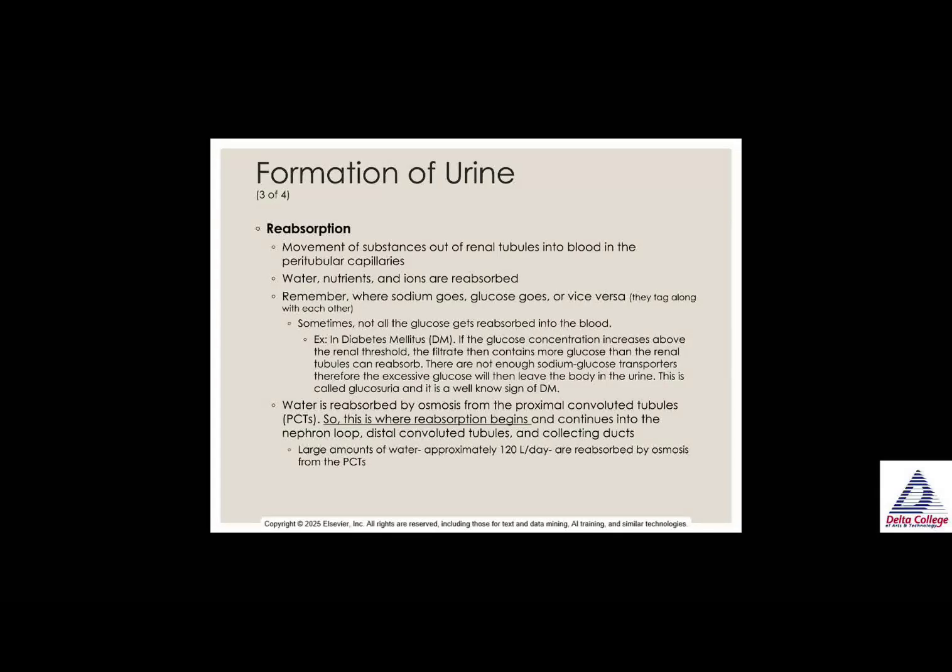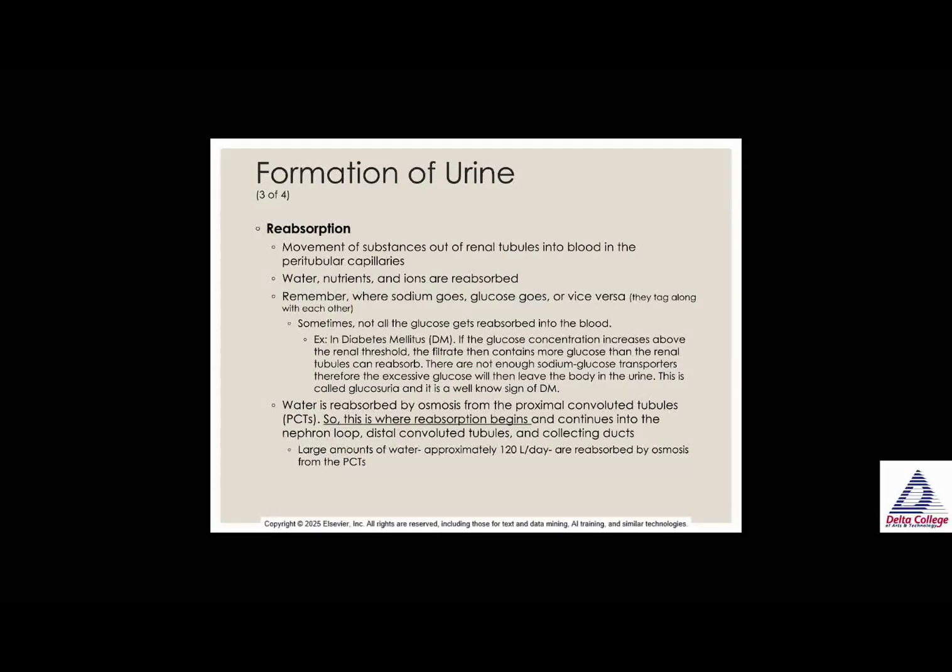Sometimes not all the glucose gets reabsorbed into the blood. An example is in diabetes mellitus, abbreviated as DM. If the glucose concentration increases above the renal threshold, the filtrate then contains more glucose than the renal tubules can reabsorb. There are not enough sodium glucose transporters, therefore the excessive glucose will leave the body in the urine. This is called glucosuria. It is a well-known sign of diabetes because glucose should not come out in our urine.